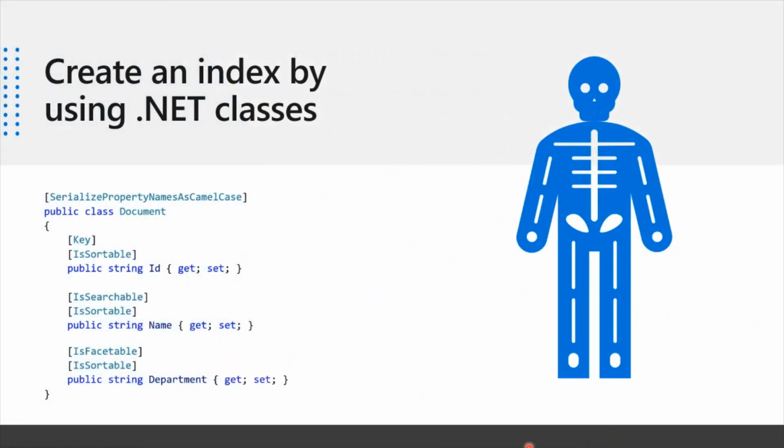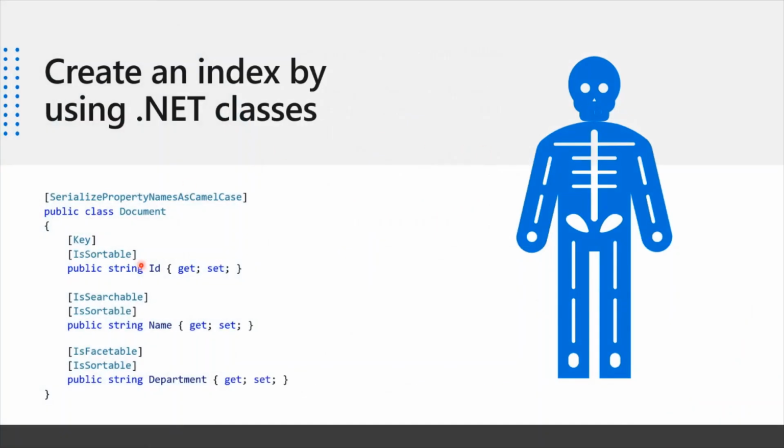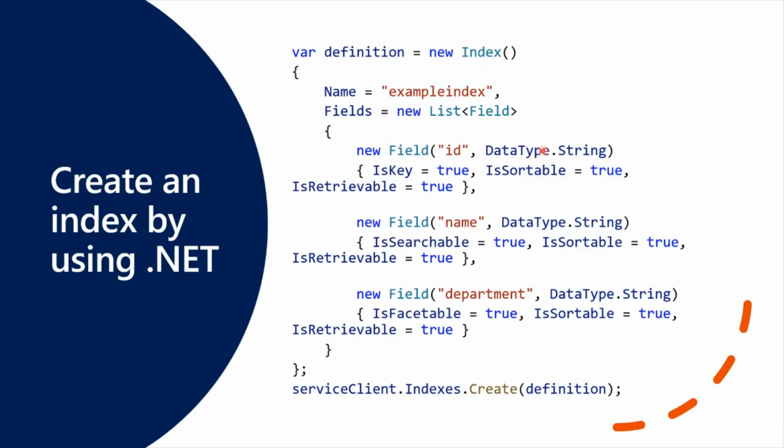Create an index by using .NET classes. So then you have a .NET class, let's say document. Here we created it separately and gave the values like this, but the same way we can also use a specific .NET class and then put the attributes here: is key, is searchable, is sortable, is facetable. So you see here I'm just putting the attributes and these will be translated into these variables.